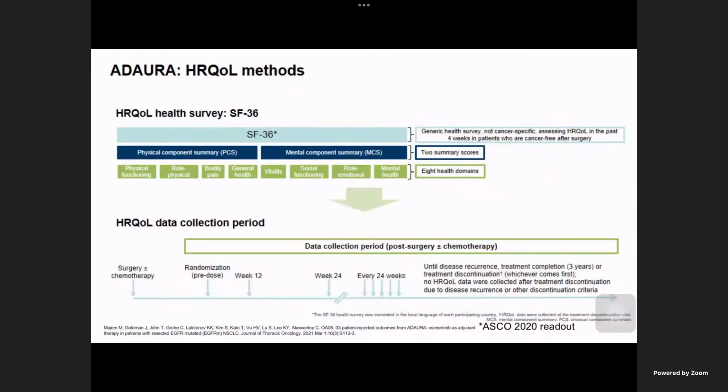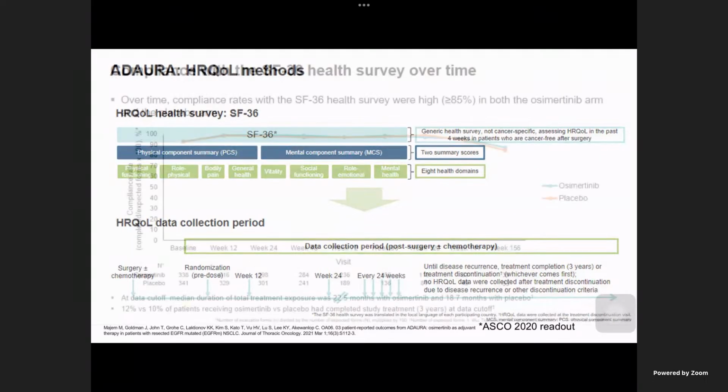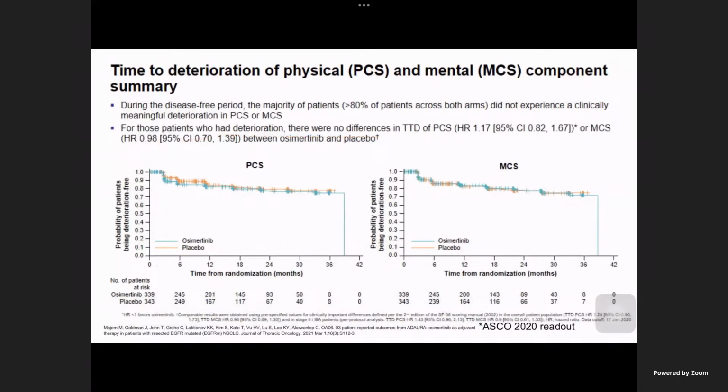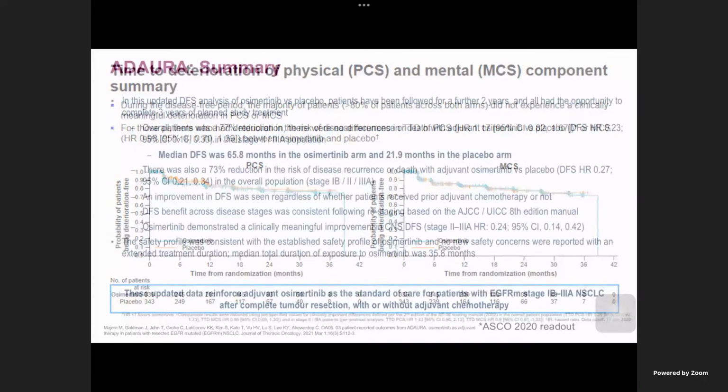If we talk about the quality of life, again, clearly over time, the quality of life curves were just overlapping each other as compared to the placebo. So the quality of life was not worse in the two arms as compared to the placebo. Again, time to deterioration of physical and mental component score, the curves are just overlapping, meaning it did not deteriorate as compared to the placebo arm.